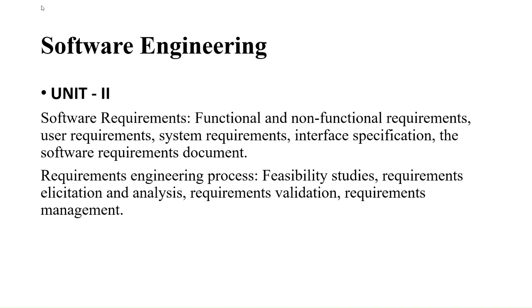Today in this video, I'm going to discuss the second unit in software engineering. These are the topics that we are going to discuss in unit 2, that is software requirements. In software requirements, we have functional and non-functional requirements, user requirements, system requirements, interface specification, and the software requirements document. The next part is the requirements engineering process, feasibility studies, requirements allocation and analysis, requirements validation and requirements management. Let us discuss each topic one by one.